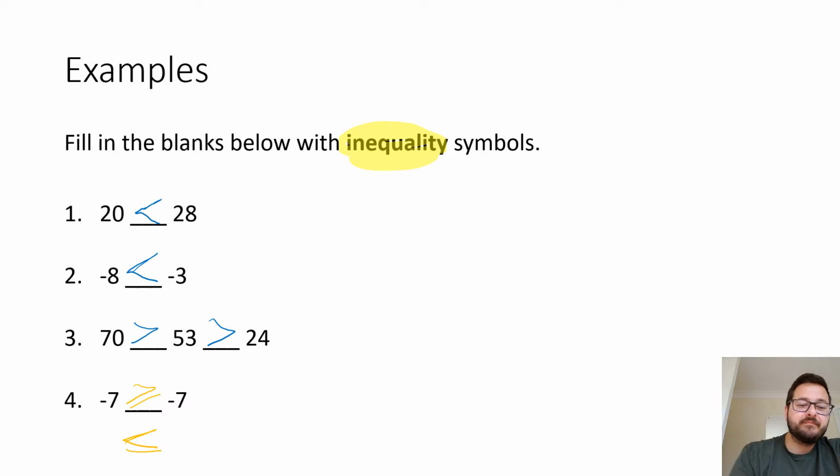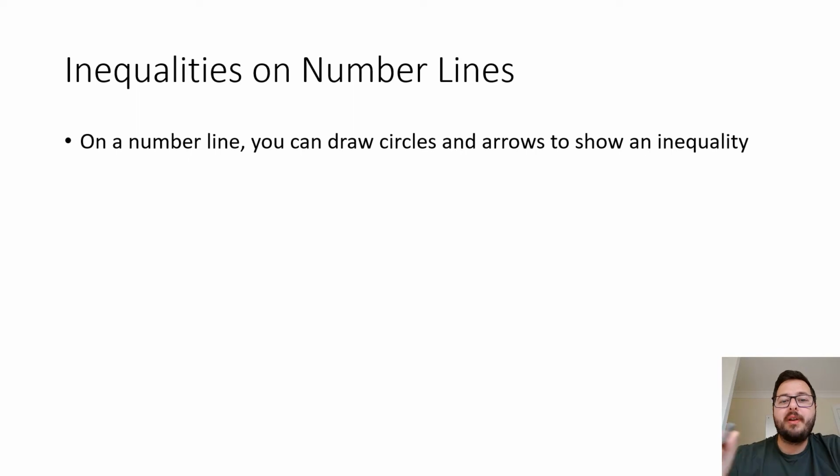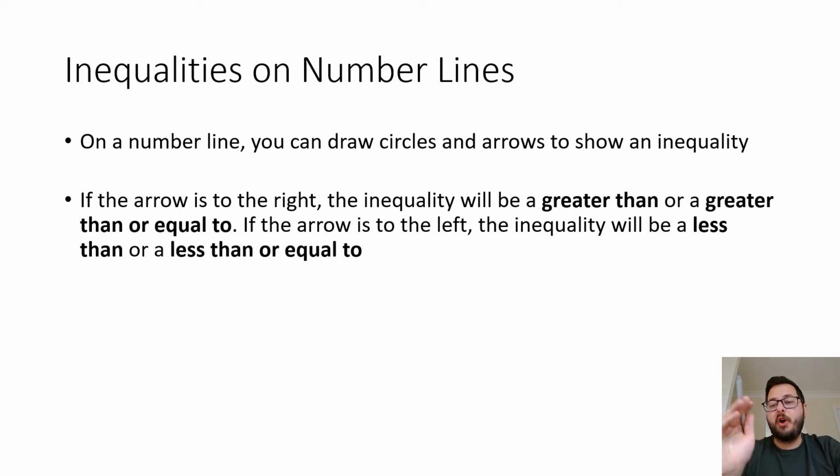Okay, now let's have a look at some number lines then. So on a number line, you can draw circles and arrows to show an inequality. Now I'll show you what I mean in a second. So you've got a number line. I don't know if this will reflect in the actual video, but when you go left, that's going to go more negative. When you go right, that's going to go more positive.